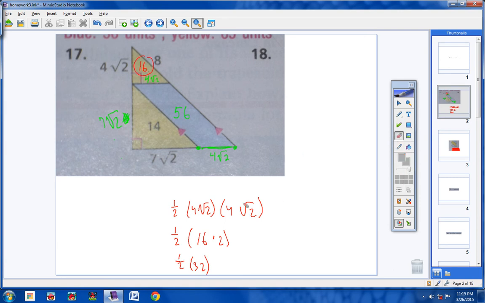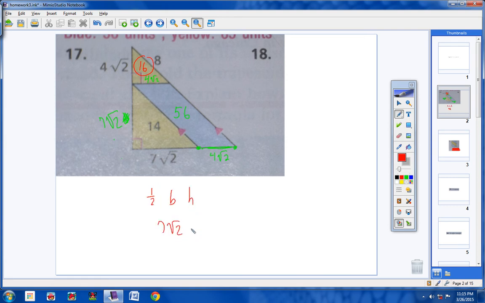Now, the other yellow triangle has a base of 7 square root of 2 and a height of 7 square root of 2.